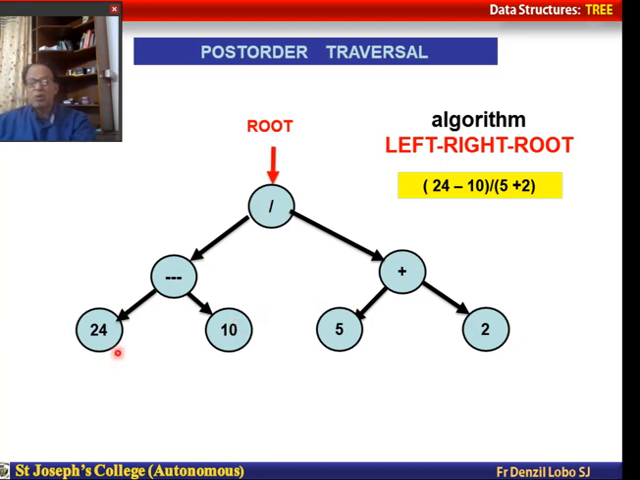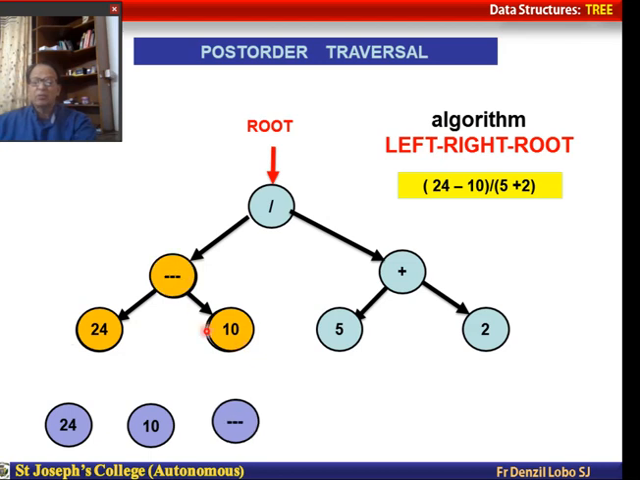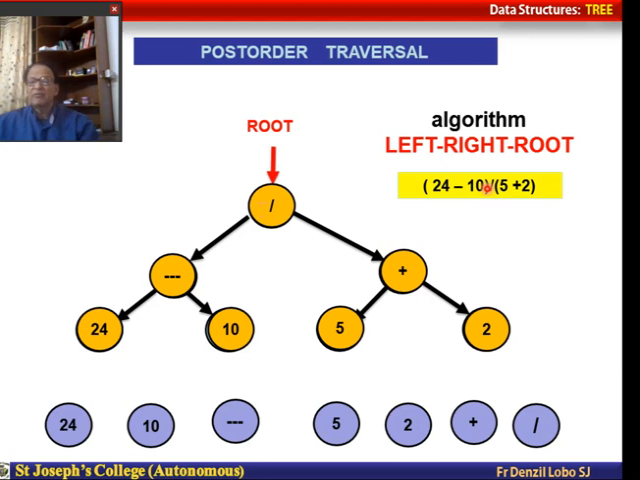Now I do the post-order traversal of that. Post-order: left, right, root. I have finished my left subtree. I come to the right subtree: 5, left, then right, then root. Then I have finished the right subtree. I am left with the root. So the root is there. As you see, this is the infix notation, and this is the postfix notation of this infix notation, got from the post-order traversal of the binary tree.